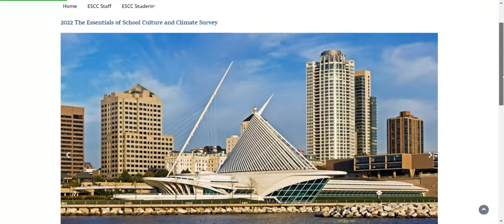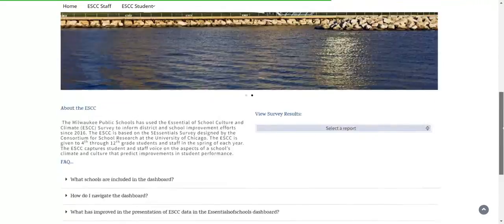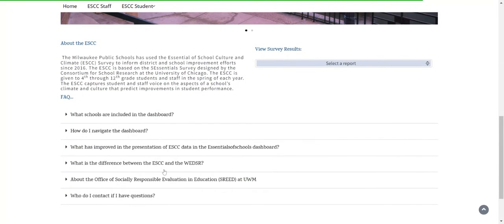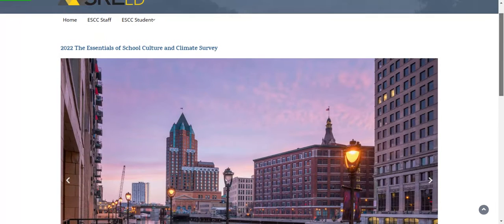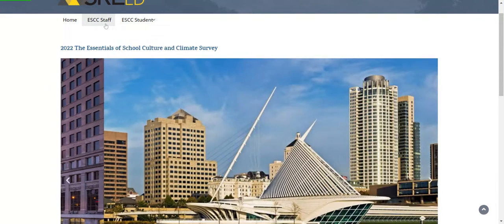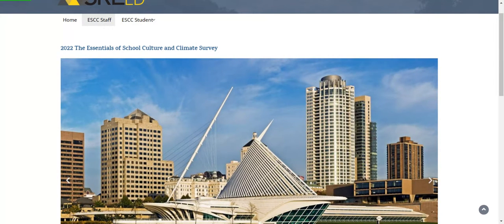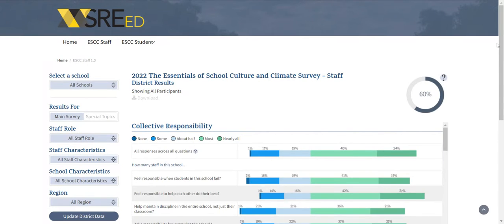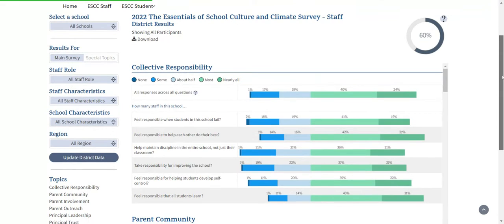And when you go to that page for the essentialsofschool.com, this landing page has some basic question and answer for the dashboard and allows you to navigate directly to either the staff results or the student results. I'm going to start with the staff results. Click on that, you're taken to the results district-wide of the staff survey. This 60% in the upper right-hand corner shows you the percentage of all staff who responded to the survey. So 60% of Milwaukee Public Schools staff responded to the ESCC in 2022.